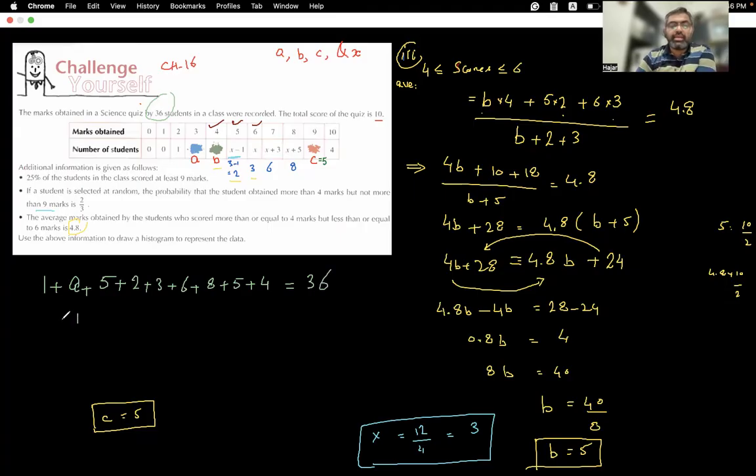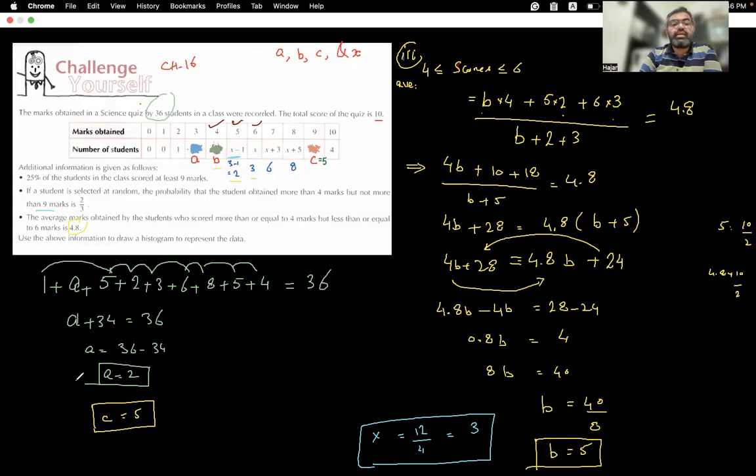So A plus, let's add them. 1 plus 5. So let's calculate a running total. 1 plus 5, 6, plus 2, 8, plus 3, 11, plus 6, 17, plus 8, 25, plus 5, 30. 30 plus 4 is 34, is equal to 36. We have got the value of A is going to be 36 minus 34, which is equal to 2. Wow, we have got all values. So B is equal to 5 and A is equal to 2.